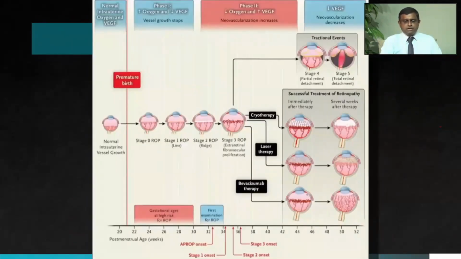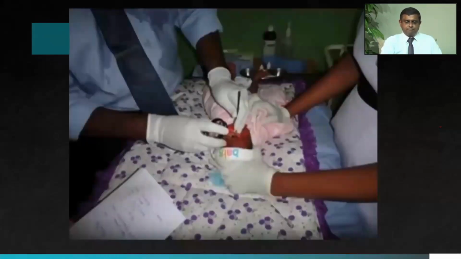This chart is a bit complicated, but it shows the development of retinopathy of prematurity. The root cause is hyperoxia caused by giving oxygen. So this is how we do the retinopathy of prematurity screening examination. The baby is held, and we put a local anesthetic eye drop and a lid speculum and examine through an indirect ophthalmoscope.